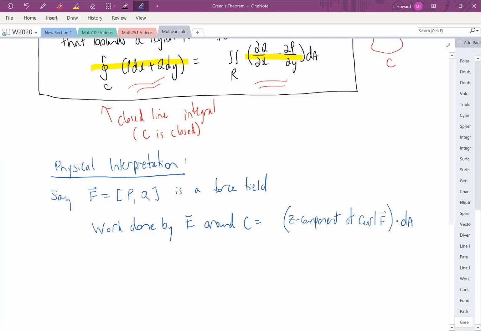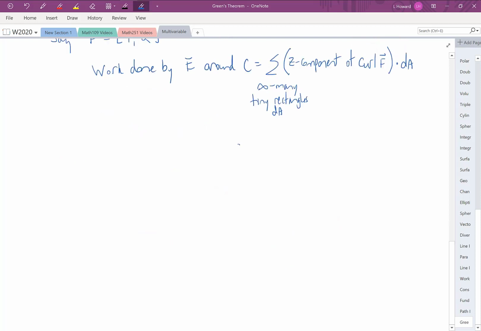Okay, and then to say that we're integrating over R is really like saying we're taking an infinite sum of quantities that look like this. This infinite sum is over infinitely many tiny rectangles dA. And for each of those little rectangles, summing up the z component of the curl of f times dA. So let's see if we can draw a picture of that. So here's our curve.